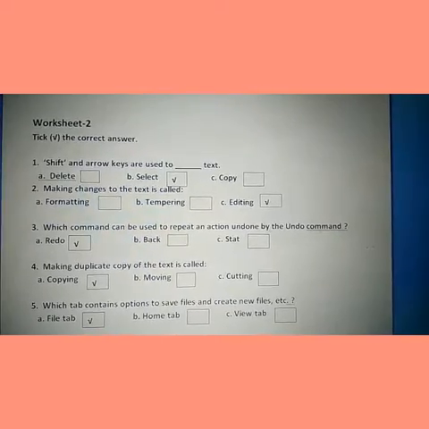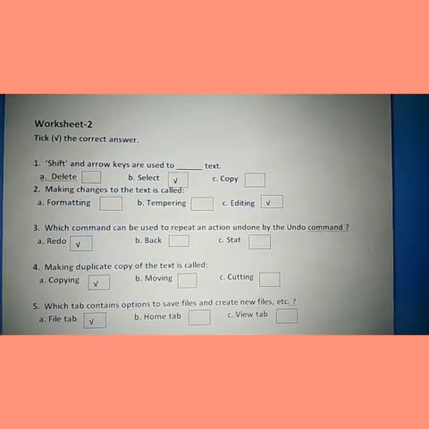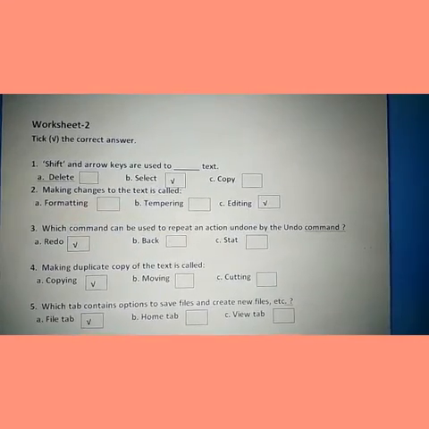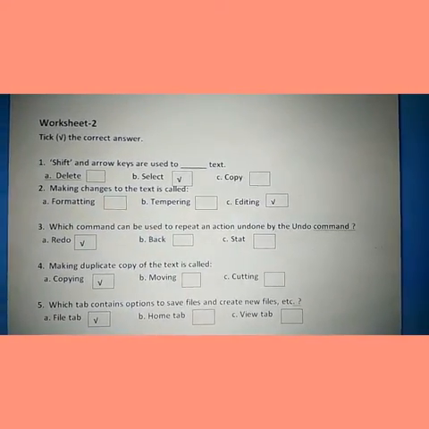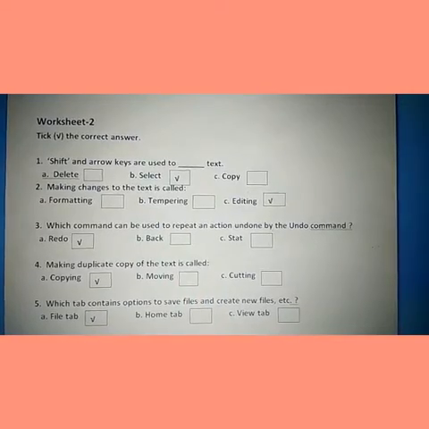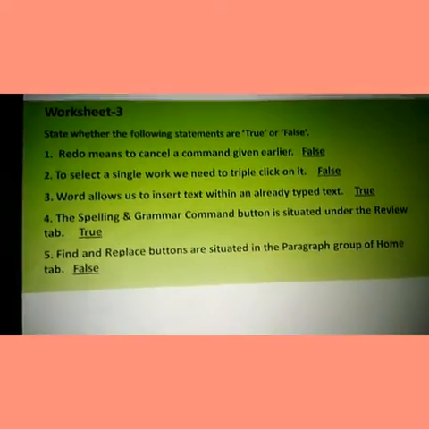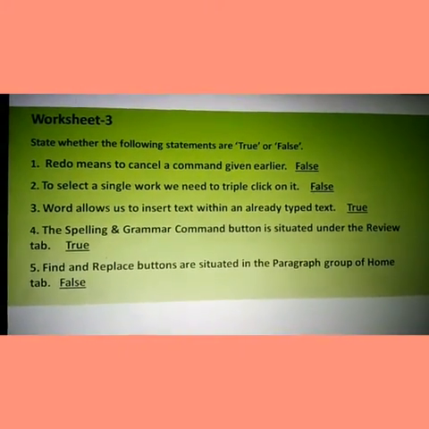Next, making a duplicate copy of the text is called, A option, copying. Okay, mark copying. Next, fifth, which tab contains options to save files and create new files, etc.? So A is the file tab.